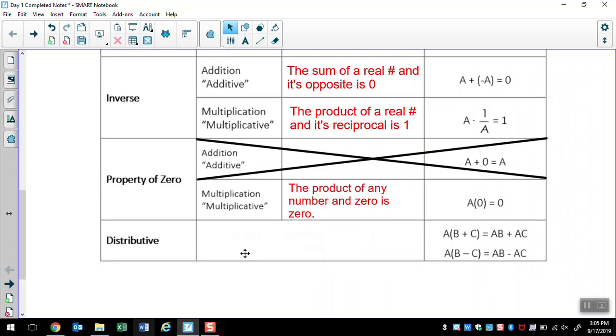And then the last property that we're going to look at on this page is the distributive property. The distributive property says that I can take this A and distribute it over the addition or subtraction. So I'm basically taking that A and handing it out to everyone. I'm going to give that A to the B, and then I'm going to give the A to the C. So a number multiplied with a sum or difference gets multiplied with each addend.